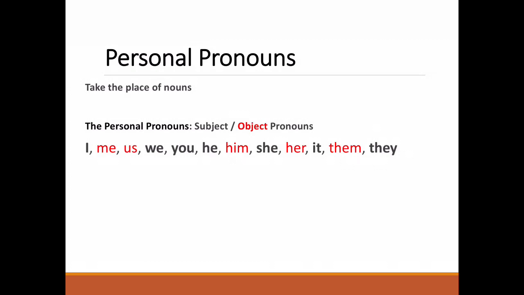How can we divide these pronouns? Well, if we are referring to the subject, the object or person that we are talking about in a sentence, we use subject pronouns, as the ones that you see here. And if we are referring to the object, in this case it can be a direct or indirect object, we refer to it with the red ones that you see on the screen.